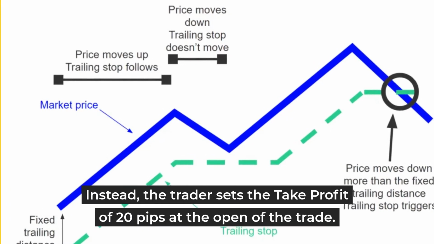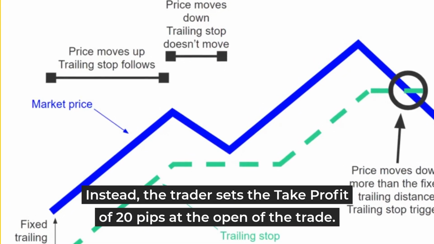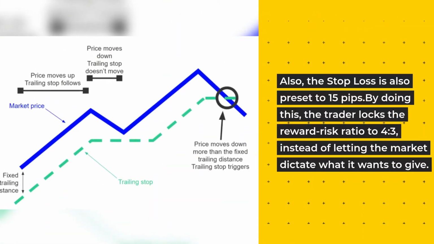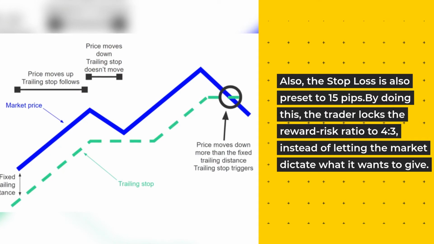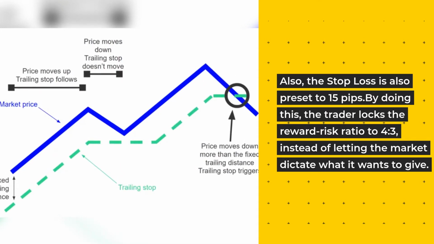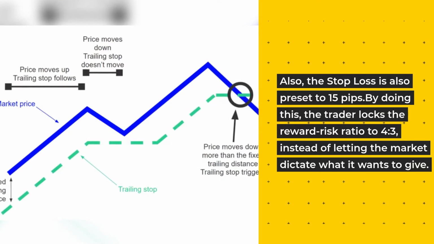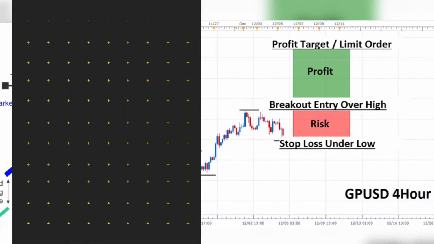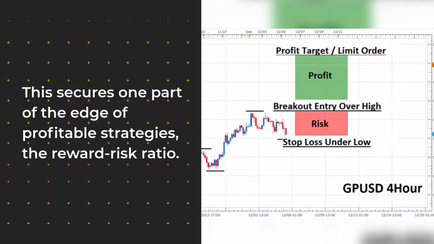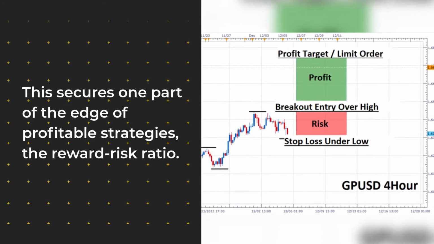Instead, the trader sets the take profit of 20 pips at the open of the trade. Also, the stop loss is preset to 15 pips. By doing this, the trader locks the reward-risk ratio to 4:3, instead of letting the market dictate what it wants to give. This secures one part of the edge of profitable strategies, the reward-risk ratio.